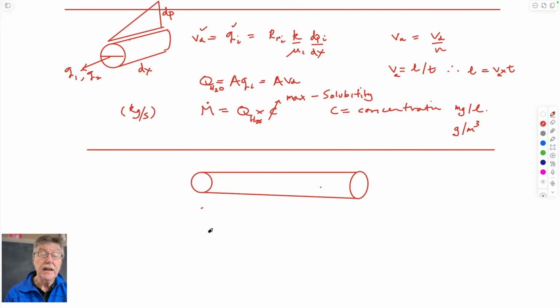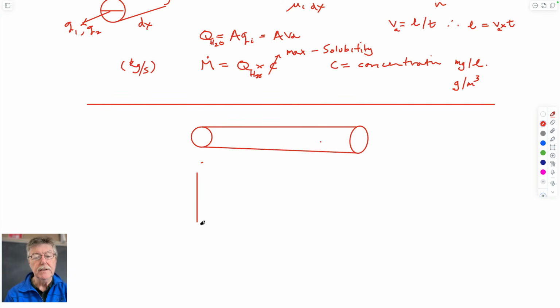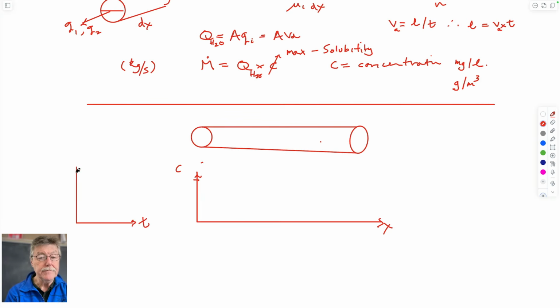So you've surmised already, and I guess these are the questions we're going to ask ourselves: if you have, at this upstream boundary, a certain concentration. So a couple of figures. Imagine this is time, and this is concentration.